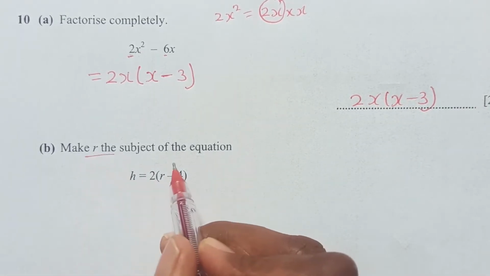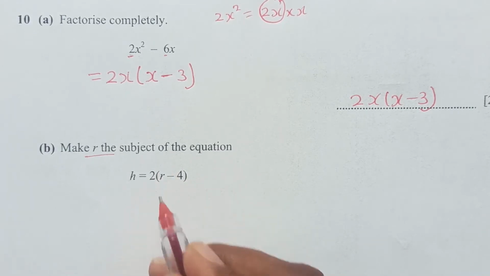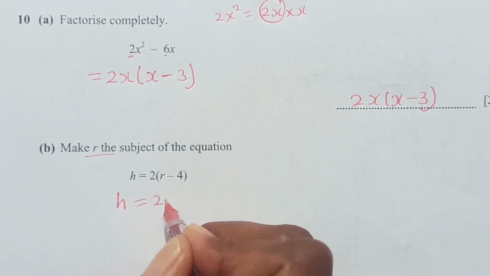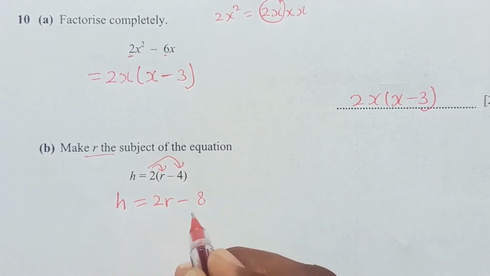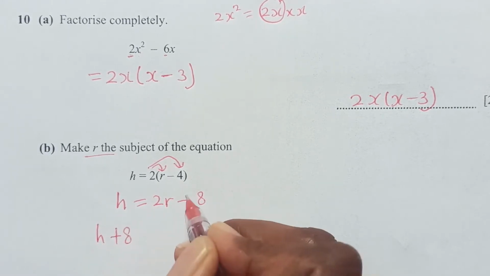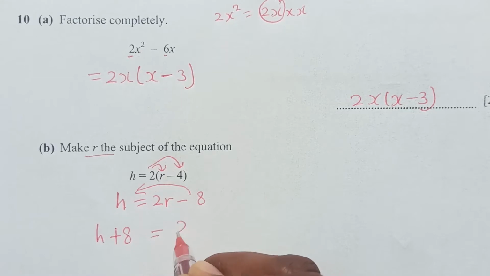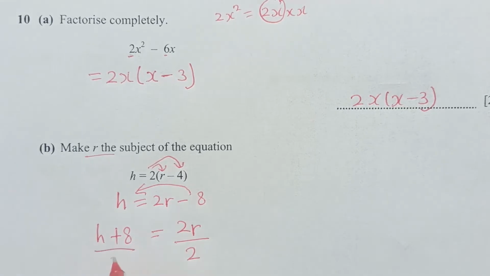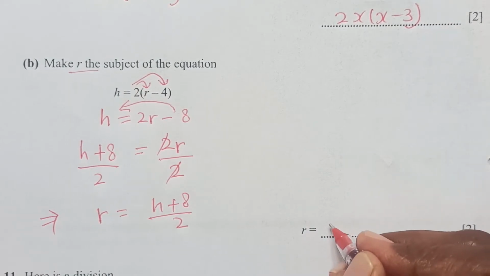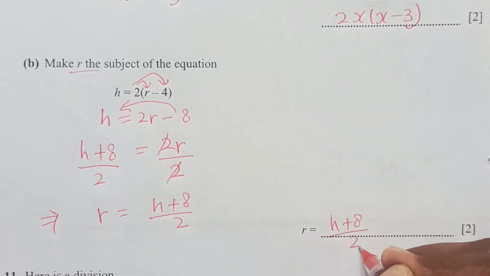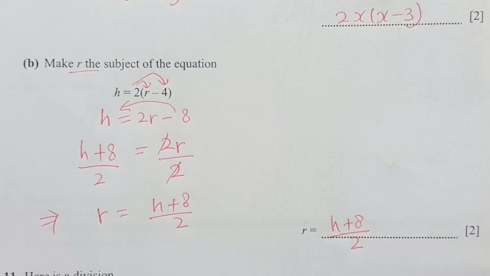Now make r the subject of the equation. So we are going to make r the subject. First of all, let's open the bracket. This is 2r, 4 times 2, 8. This 2 will be multiplied to both. So shifting 8 to the other side, when you shift it to the other side, it will become positive 8, 2r. Now we need only r, so to remove the 2 we need to divide by 2 on both sides. So this 2 is gone. From here we have r is equal to h plus 8 over 2. So that is our final answer. R is equal to h plus 8 over 2, right?